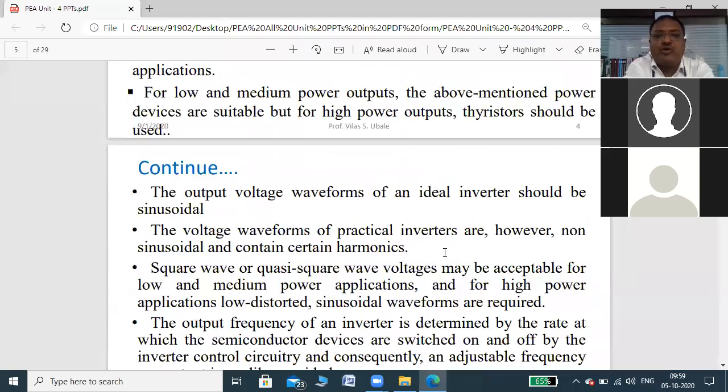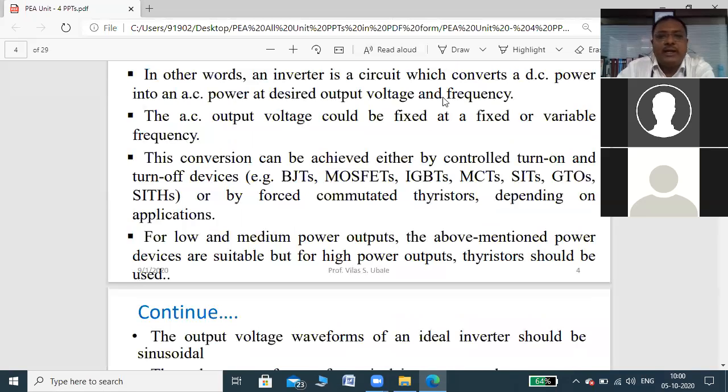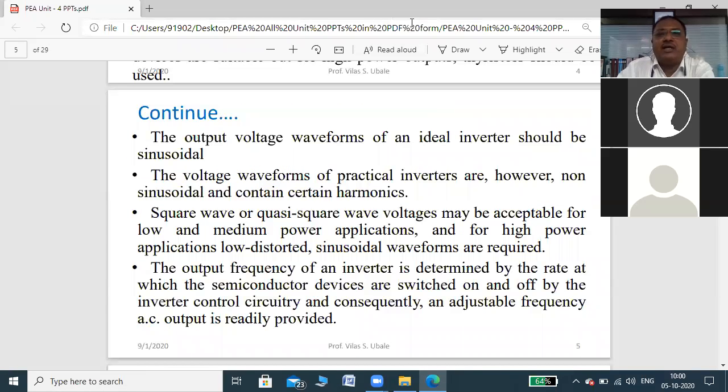The output voltage waveform of an ideal inverter should be sinusoidal. This is again the most important issue. The output of any inverter is normally said to be AC, right? It is sinusoidal. But if you see the actual output waveform, the shape of the output waveform of any inverter is non-sinusoidal.